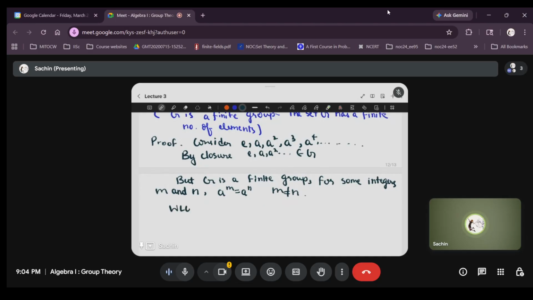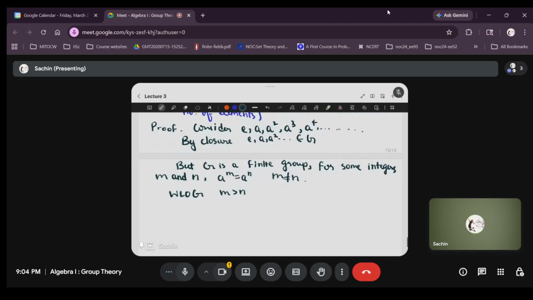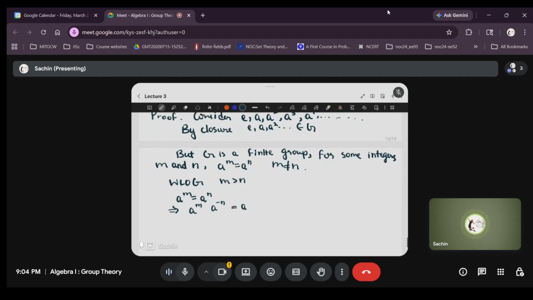Then, without loss of generality, we can assume m is greater than n. So whichever is greater, we'll call that m. Whichever is smaller, we'll call that n. Then a power m equal to a power n implies that a power m times a power minus n is a power n times a power minus n.